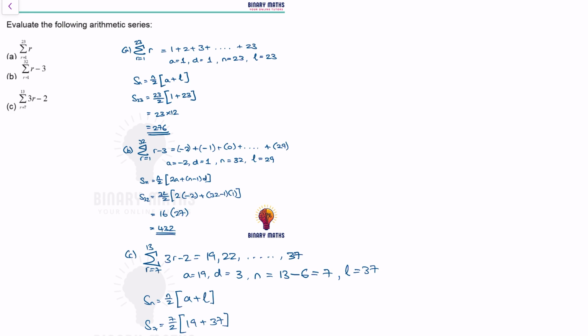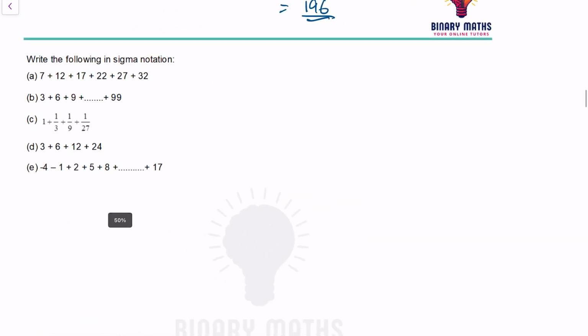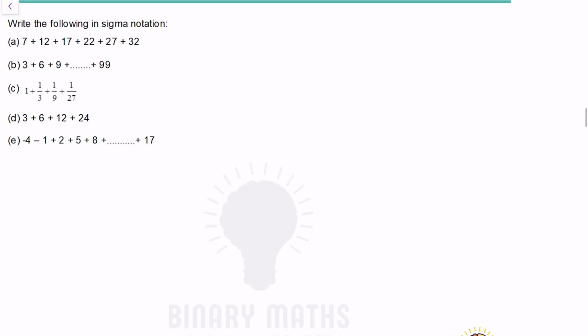Okay, now we're going to go backwards. So if we write the following series in sigma notation. Okay, so A. We've got a is 7, and it is an arithmetic series because we're adding on 5 each time. So the common difference is 5. And we've got 1, 2, 3, 4, 5, 6 terms. n equals 6.